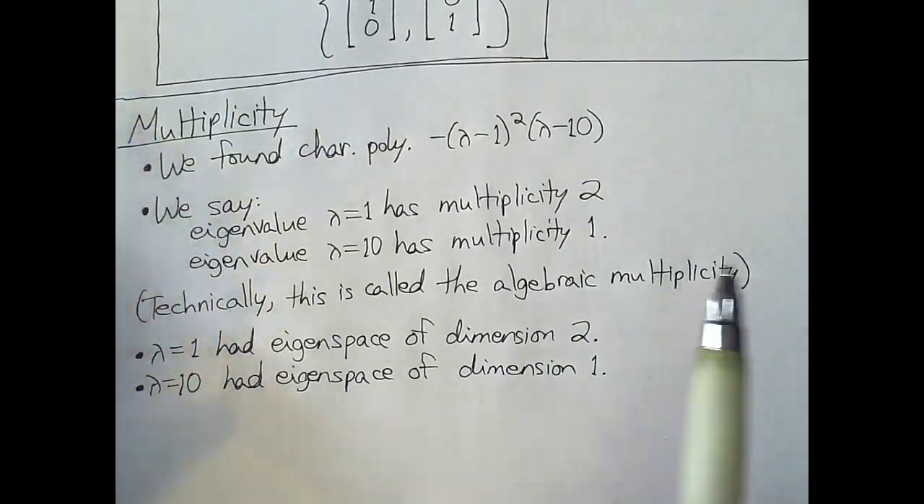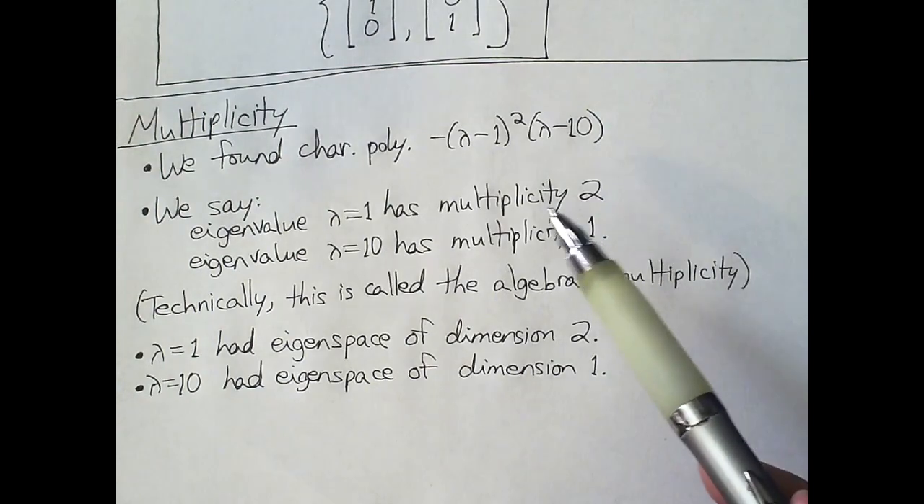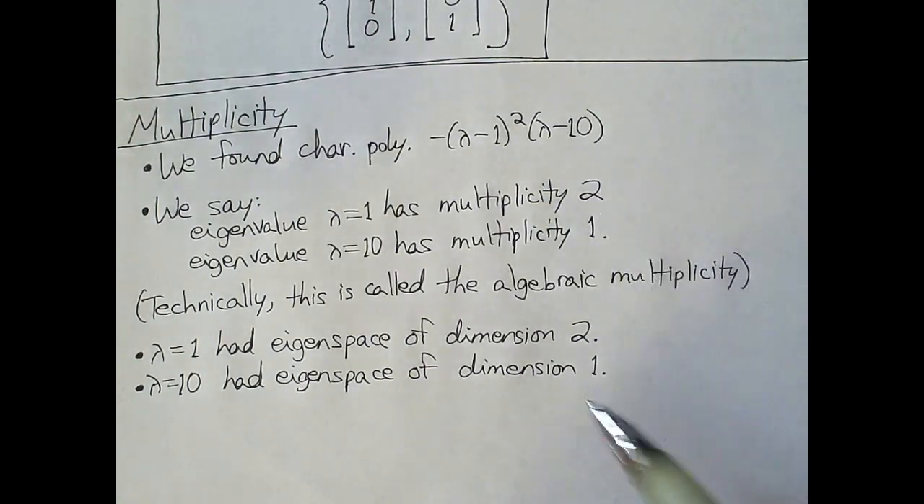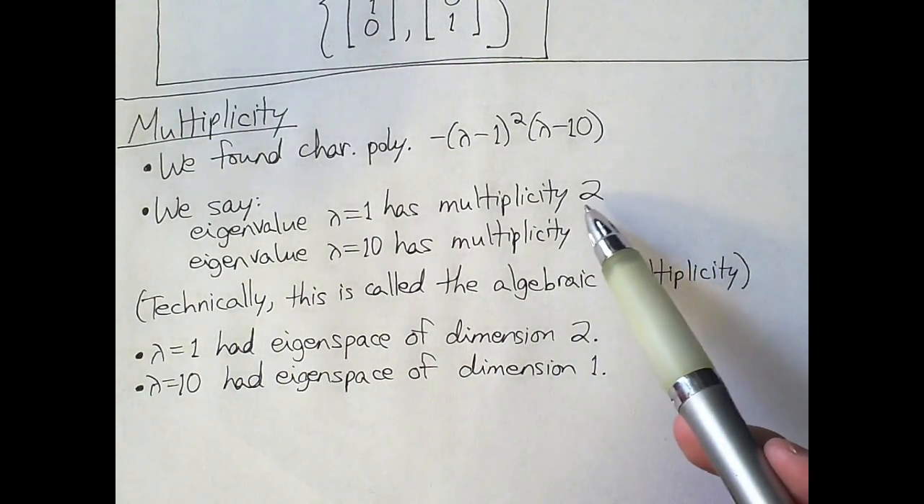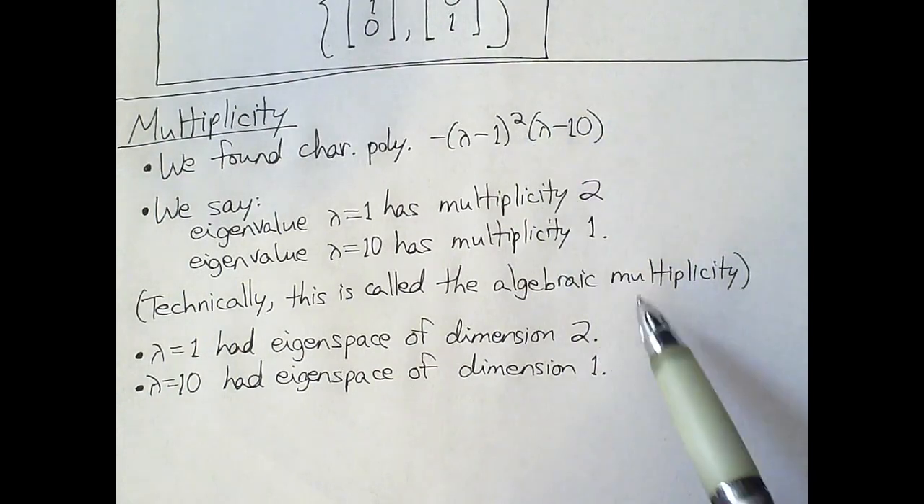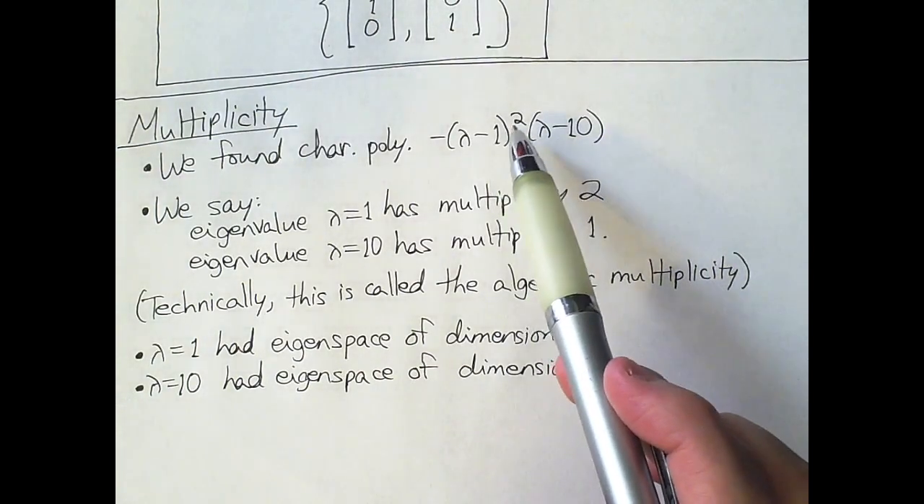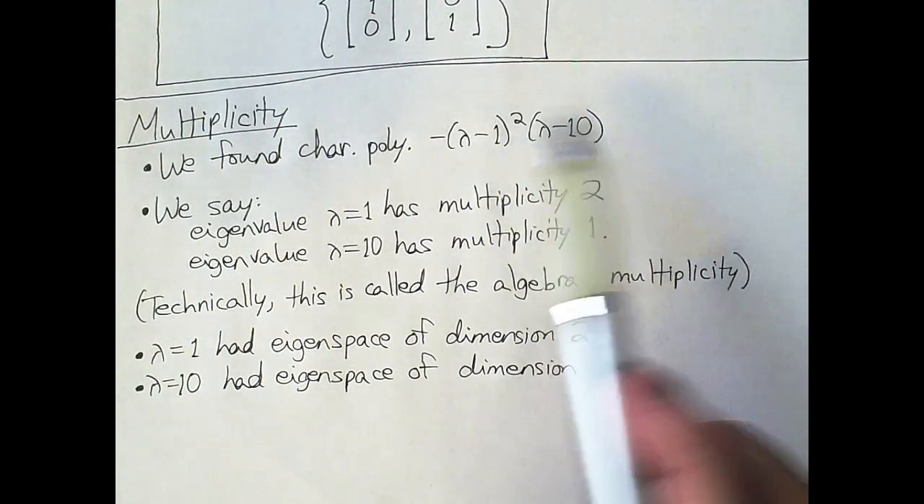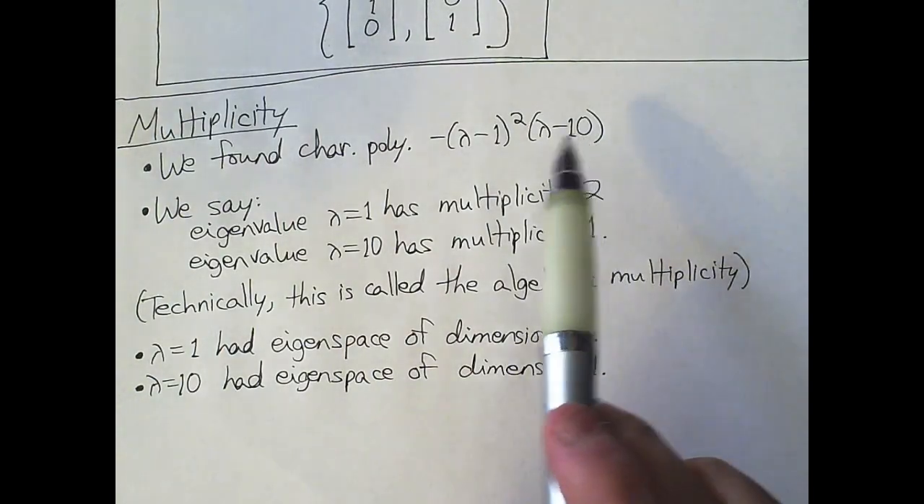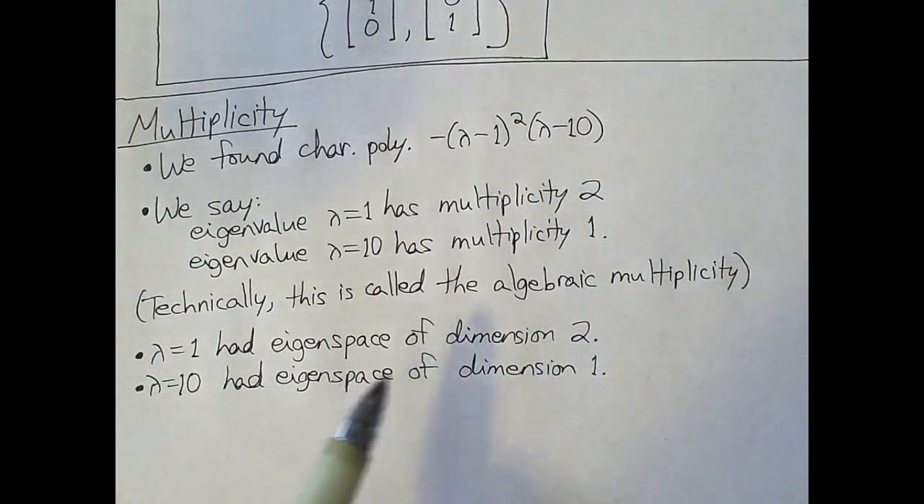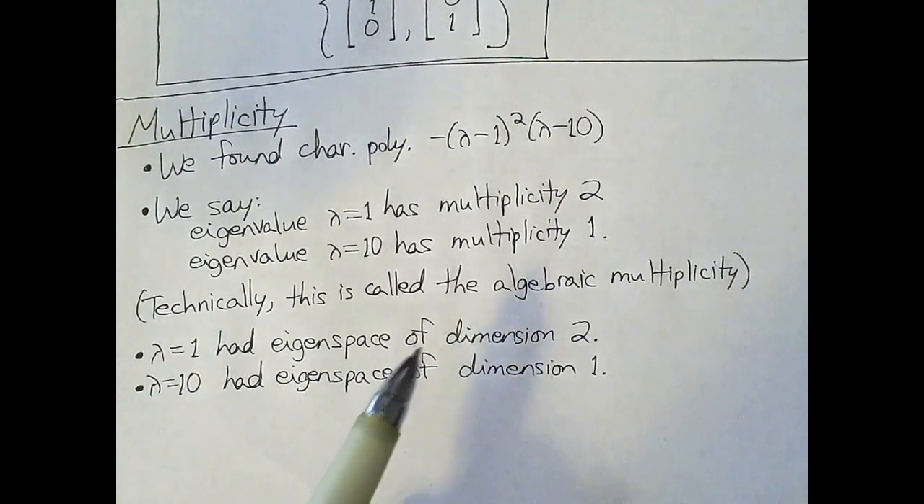And you might be wondering, does this number and this number, are they always equal? So I guess we're asking ourselves, is the algebraic multiplicity always equal to the geometric multiplicity? This is called an algebraic multiplicity because it's basically what we get from the polynomial. Polynomials are what algebra is all about. And then the geometric multiplicity is the dimension of the eigenspace.